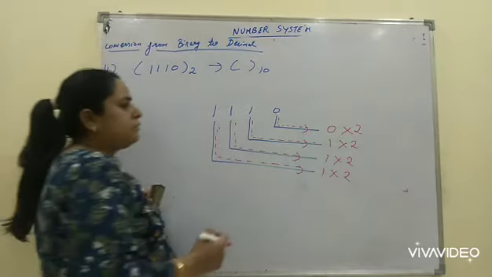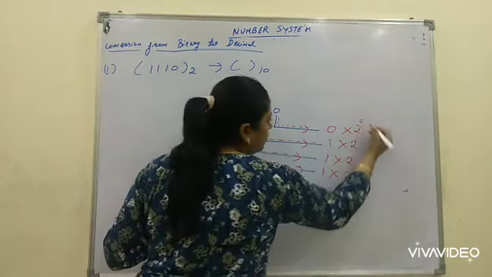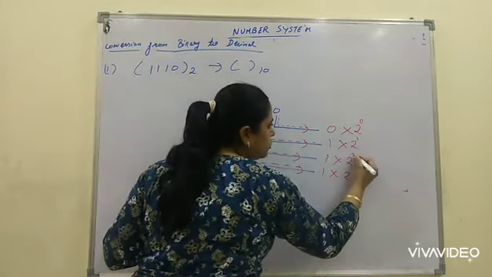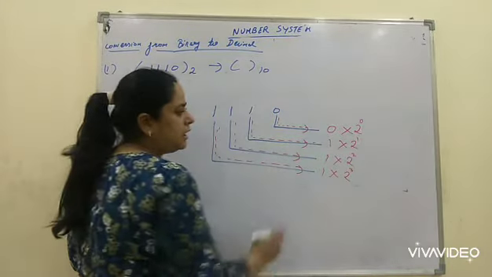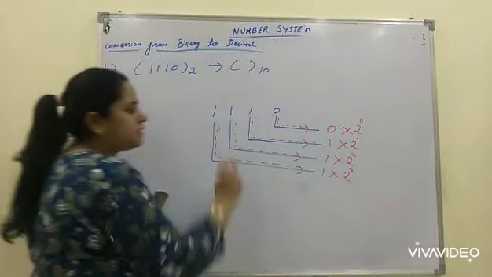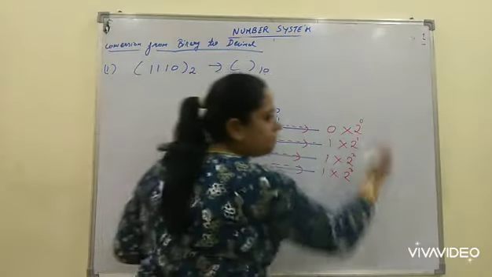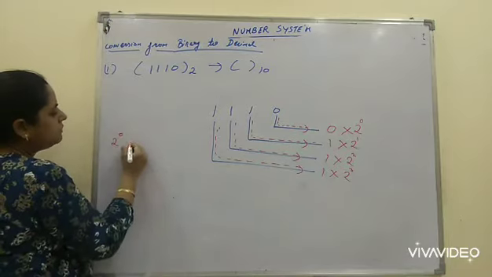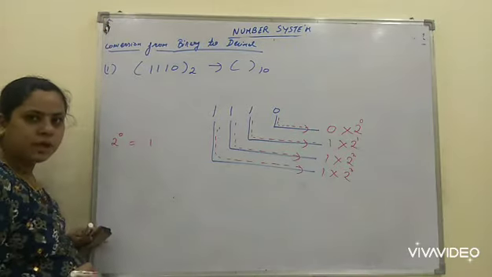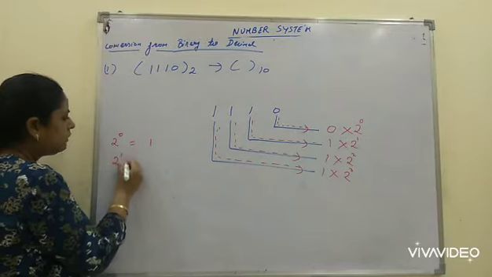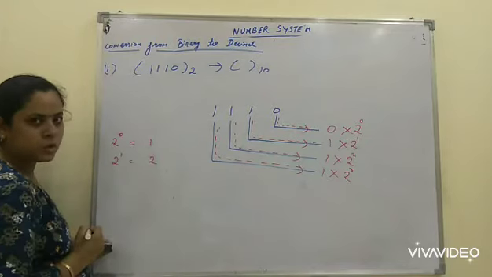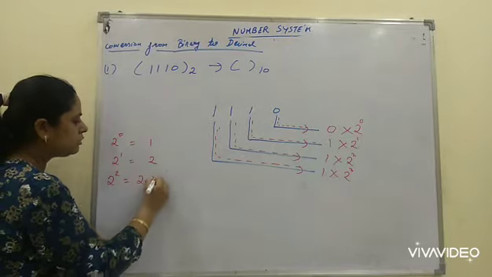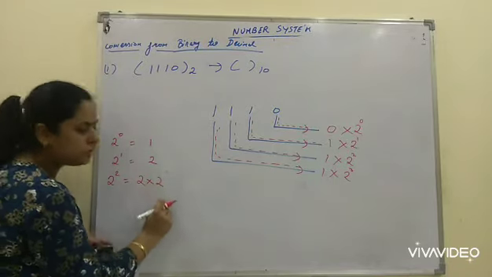Now we will give it power from 0. We always give power from 0. 0, 1, 2, 3. We will give power like this. Now what power means, pay attention here. 2 to the power 0 will always be 1. 2 to the power 1 is 2. 2 to the power 2 means what? 2 into 2. That means we will multiply 2 times.